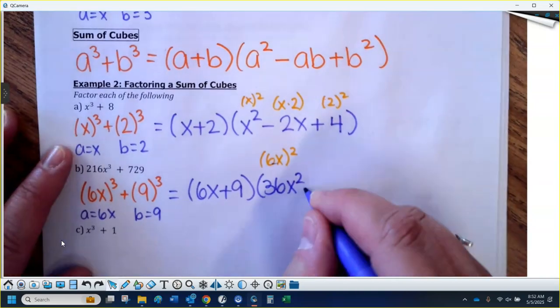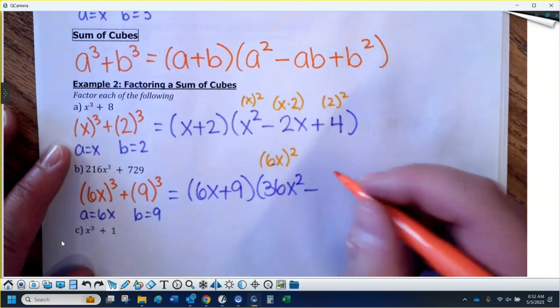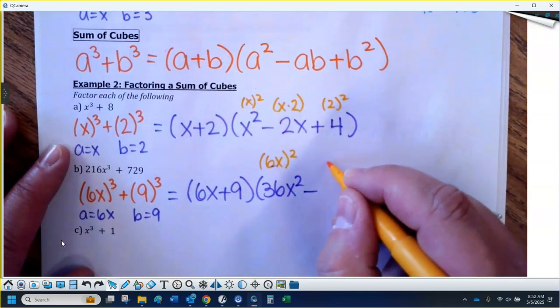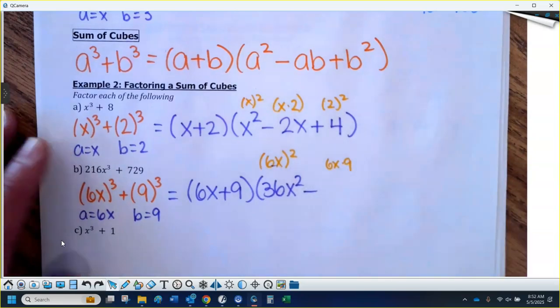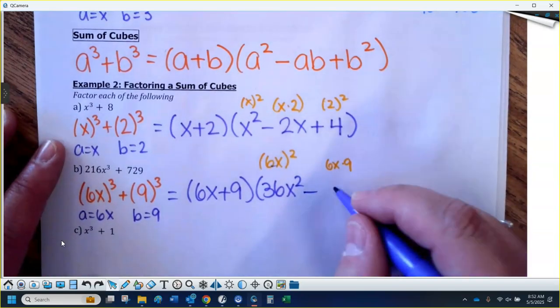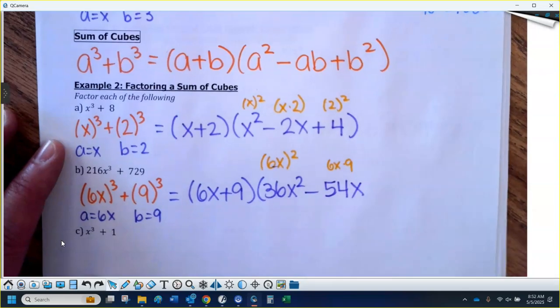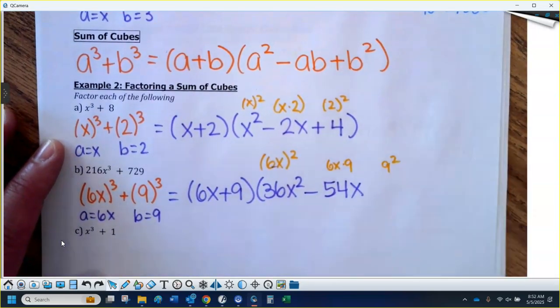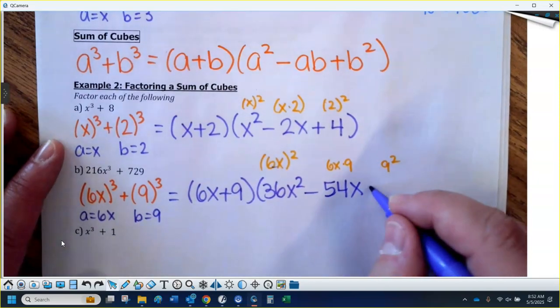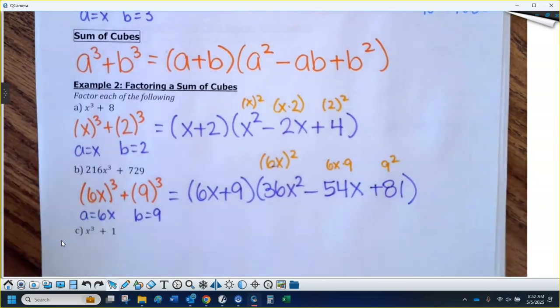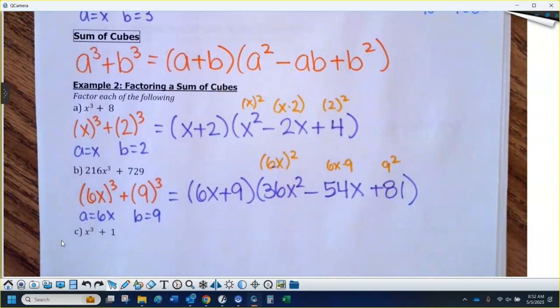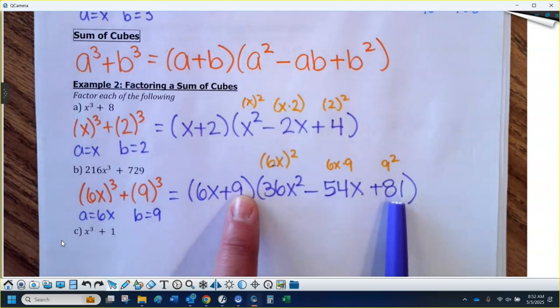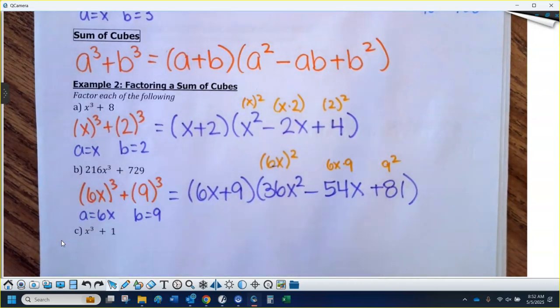All right, in between, we're subtracting here, and then we're just going to do a times b. So a times b here would be 6x times 9. So 6 times 9 is going to give you 54. Just put an x with it. And then your last term is b squared. So my b value is 9. So that's going to be 9 squared. This will be plus 81. If you want to check the last number, if you do 9 times 81, that should give you the number on the end here, which is the 729.